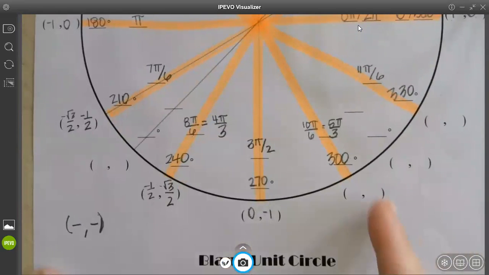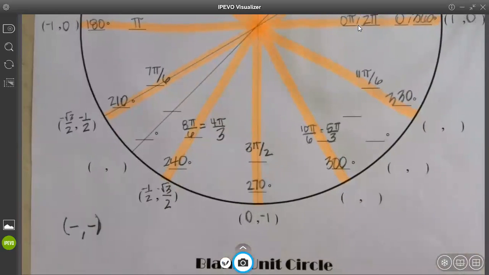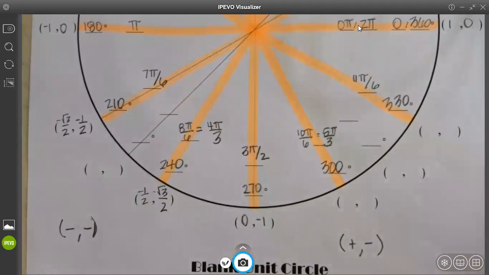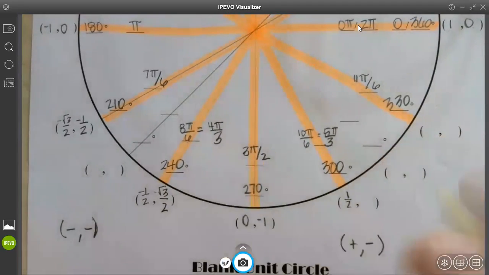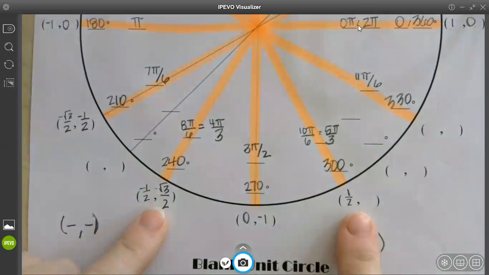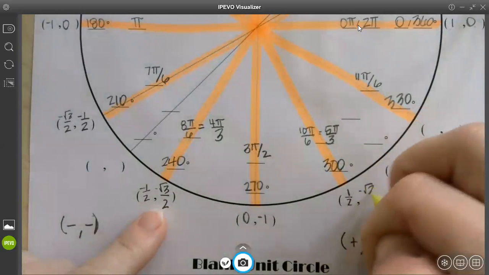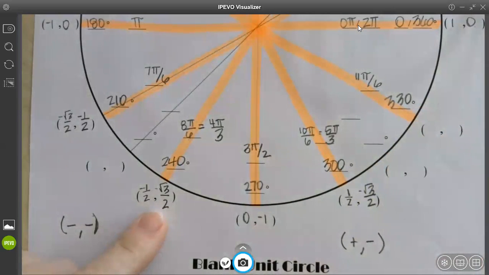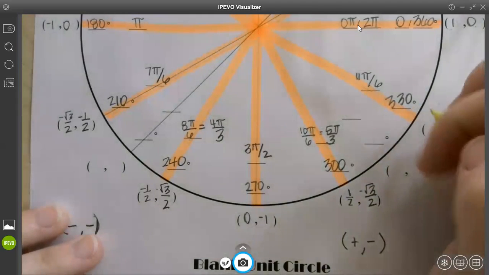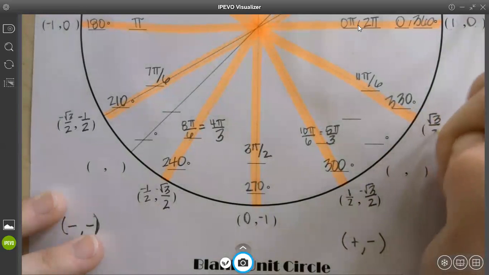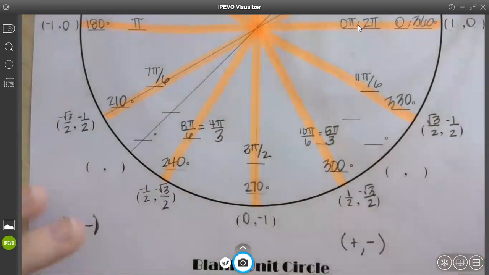What's this coordinate going to be? This quadrant is positive, negative. Mhm. These are in the same position, so they just change signs based on the quadrant. So 1/2, negative square root of 3/2. And then when you go up to this one, they rotate positions. So what is this one going to be? And again, their signs are based off what quadrant they're in.